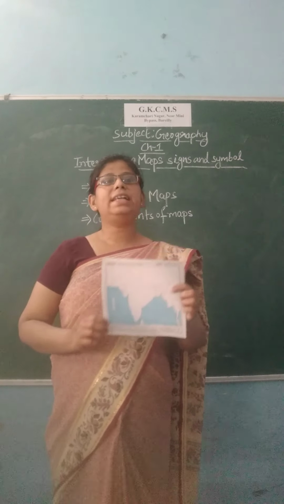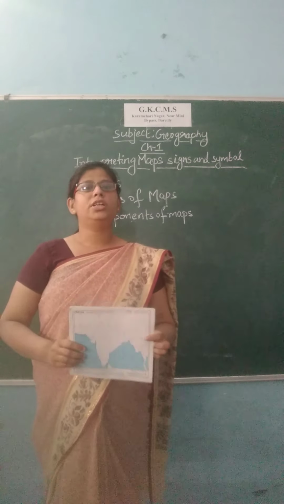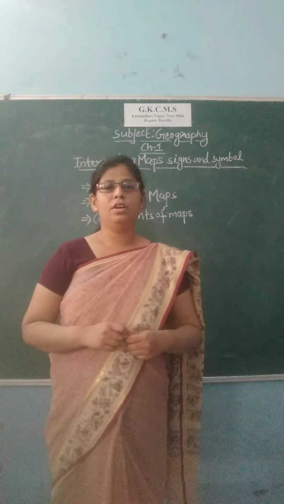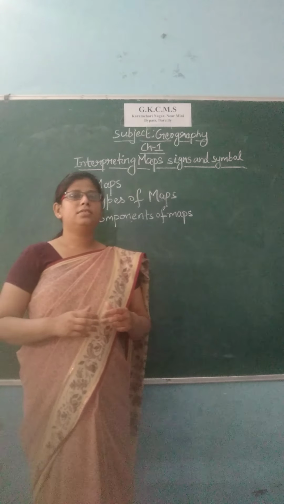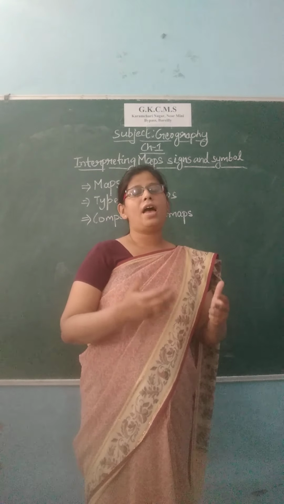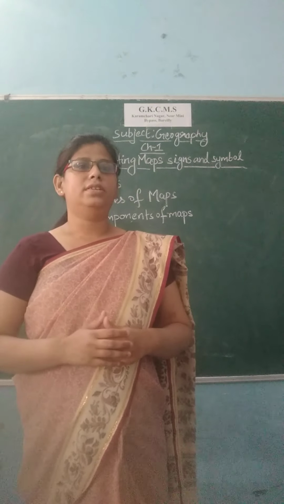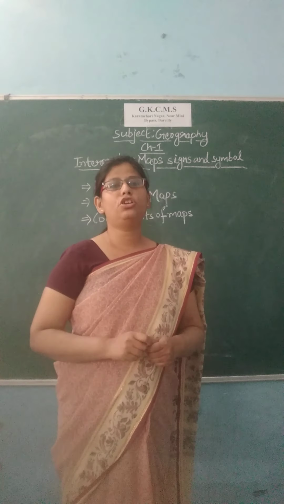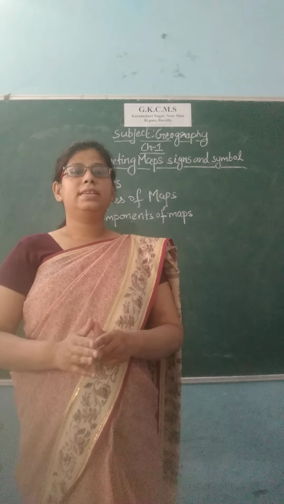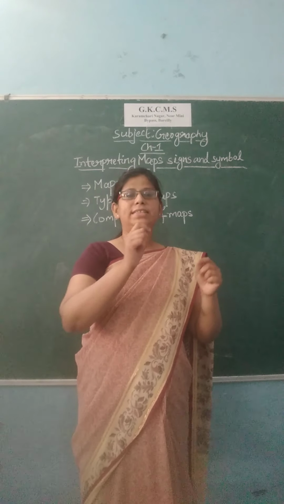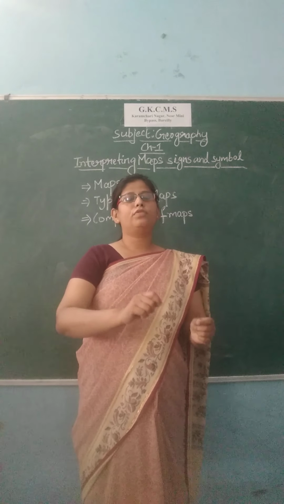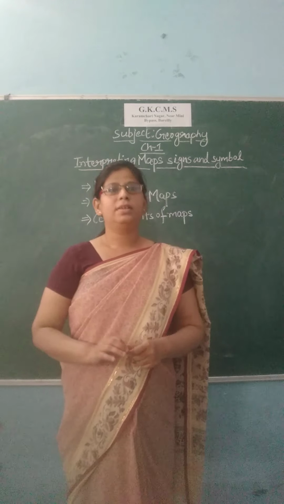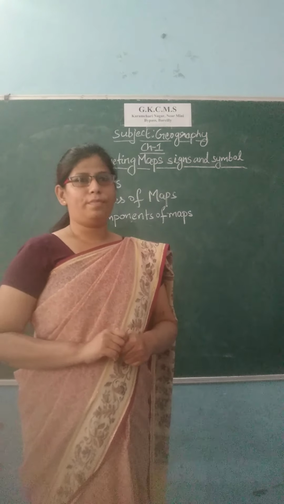So the scale is the ratio of distance measured on the map to the actual distance on the ground. Suppose the distance between your house and your school is 10 kilometers, and you show this 10 kilometer distance by 2 centimeters on a map. Then it means that 1 centimeter on the map is equal to 5 kilometers on the ground. Simple.